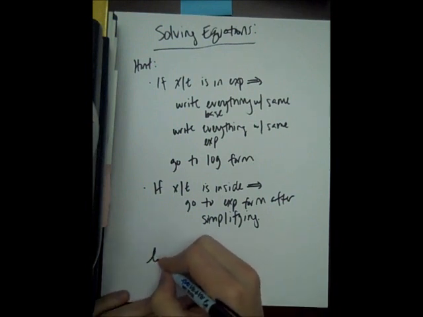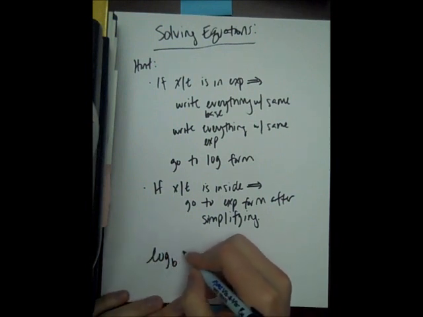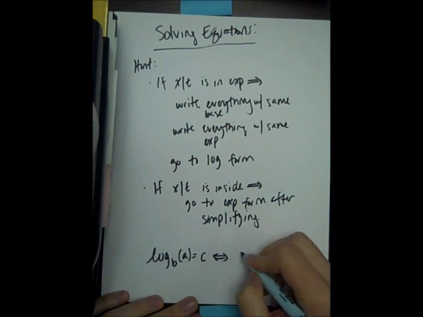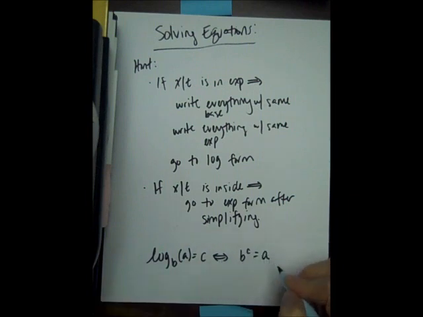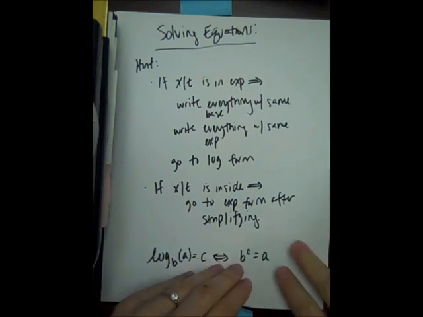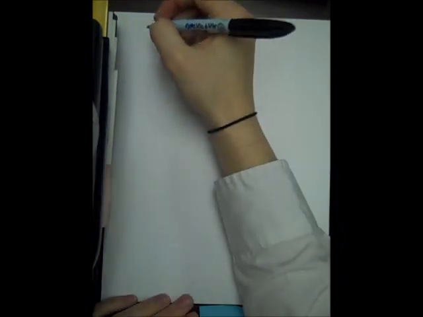As a reminder, when I say go back and forth between these two forms, remember log base b of a equaling c is the same thing as saying b to the c equals a. So you want to be able to go back and forth between these two forms. All of this is going to help us with solving equations. So let's just go through a bunch of examples.